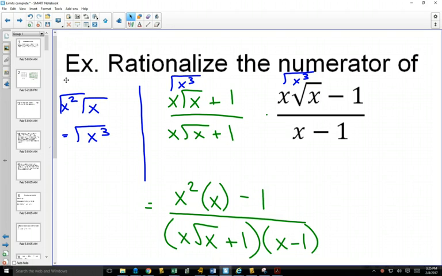Notice I wasn't overly gung-ho about multiplying out the bottom, because I knew the top made a difference of squares, so that makes sense to multiply out. But the bottom is already factored. And usually if you're going to want to simplify things, a factored form is an easier way to simplify it than a non-factored form. What we get on the top is our x cubed minus 1, which is a difference of cubes that we just learned about today.